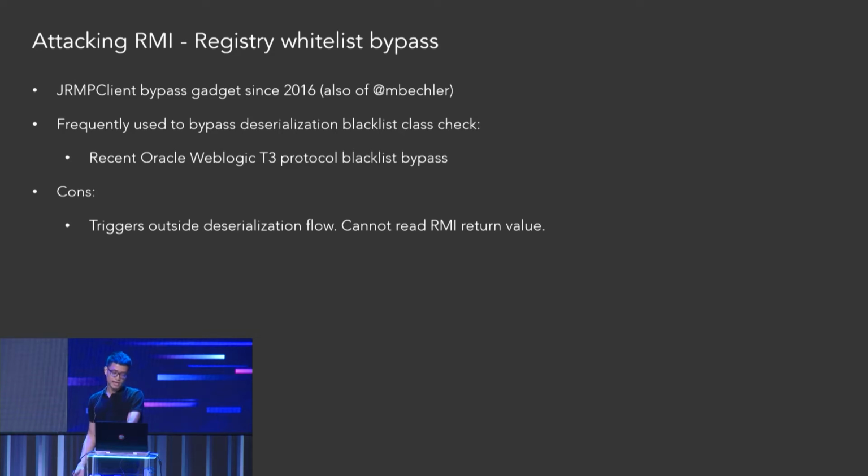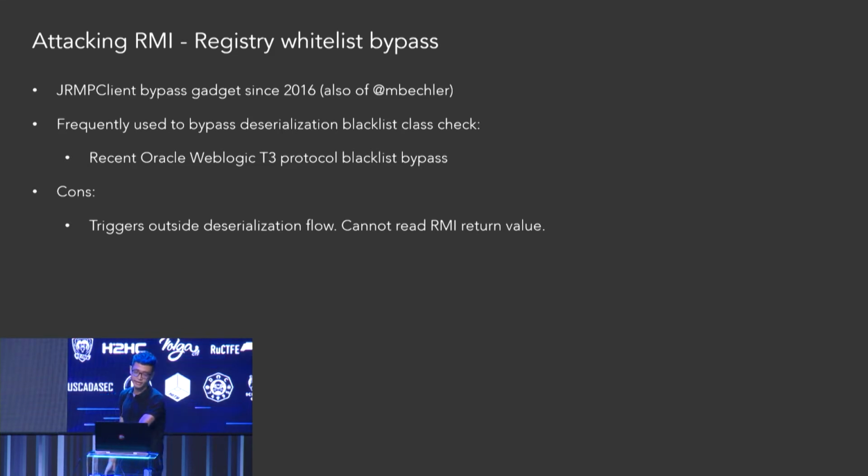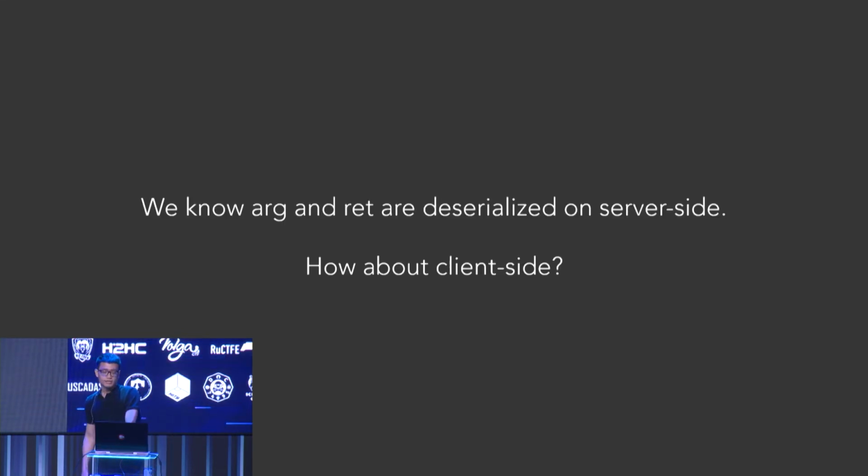It has a downside. It triggers outside of the deserialization flow, meaning you cannot read the response from it. You can't read the return value. You have to use an external communication channel like HTTP or DNS to read the return value. So we know arguments and return values are deserialized on the server side. How about the client side?